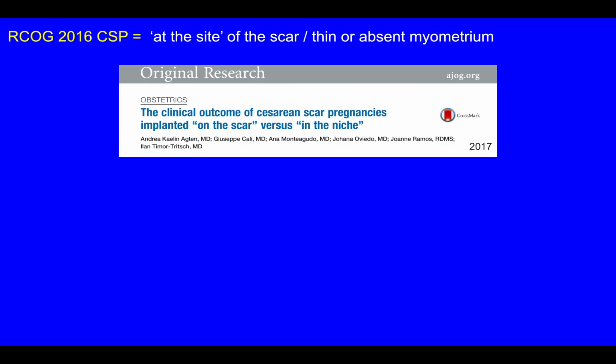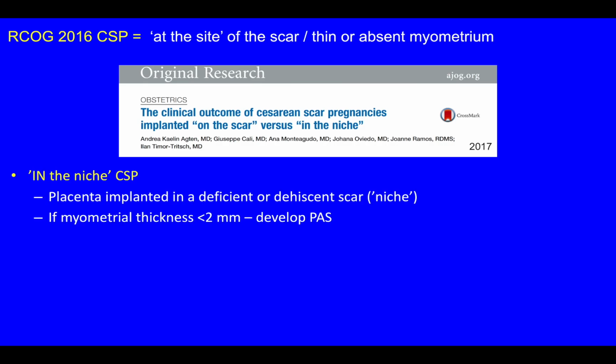And this paper in 2017 came up with an in-niche scar pregnancy, where if the myometrial thickness was very thin, these people would develop placenta accreta spectrum. So that's what we've been looking at.